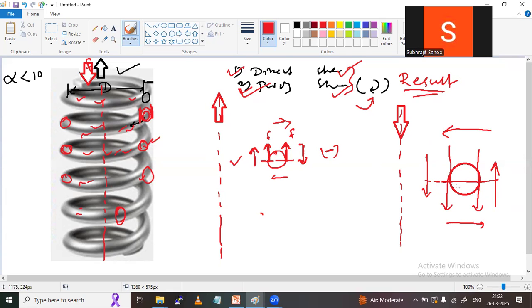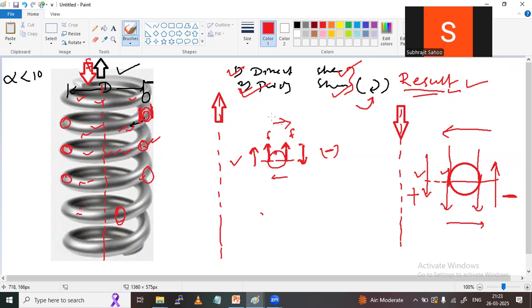Now tell me, this is the inner edge and this is the outer edge. Which edge will experience more resultant stress, sir? Obviously, observe here, the twisting and direct directions are the same, so here they will add. But here the directions are opposite, so it will be negative. That means more resultant stress will be experienced in the inner side. Resultant stress will be experienced in the inner side, right?